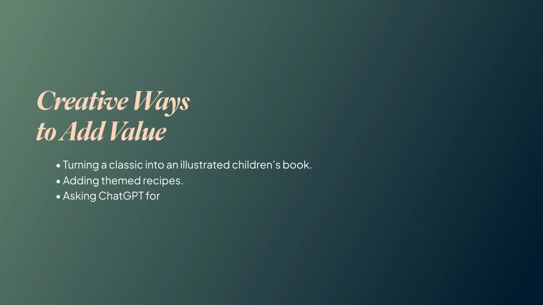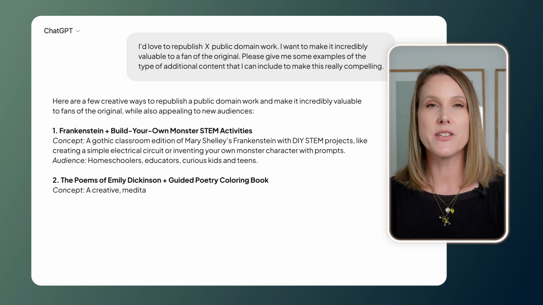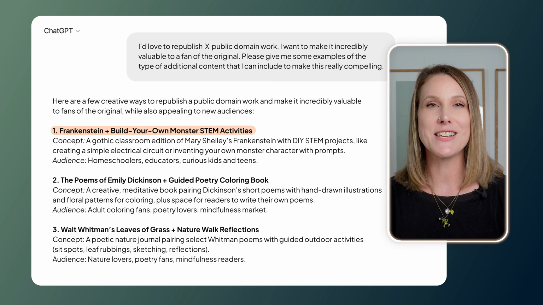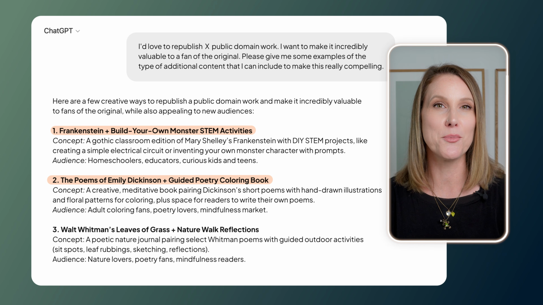When I asked ChatGPT to help me come up with some ideas, there were some great ones. One of them was riffing off of Mary Shelley's Frankenstein. It was a build-your-own-monster STEM activities workbook. It also suggested the Poems of Emily Dickinson and guided poetry coloring book, which I thought was also a really neat idea. But really, you want to just think about ways that make sense for the specific book that you're working with.